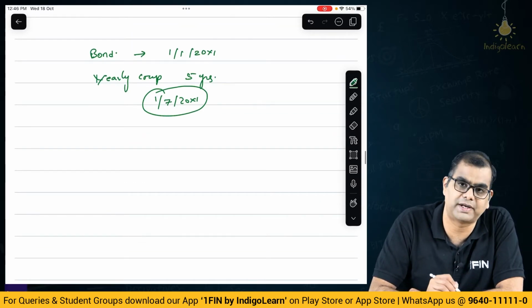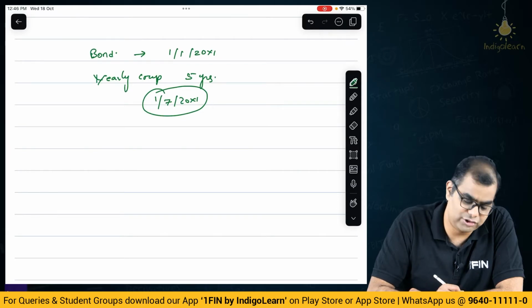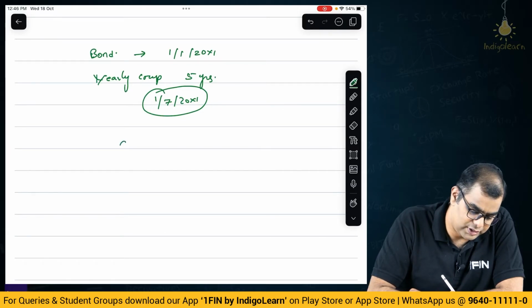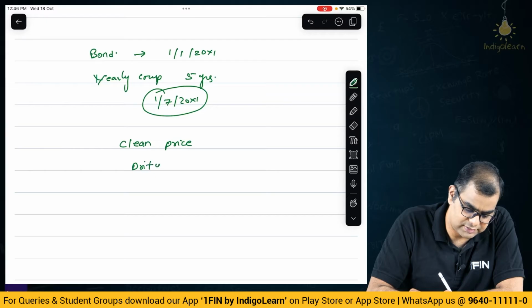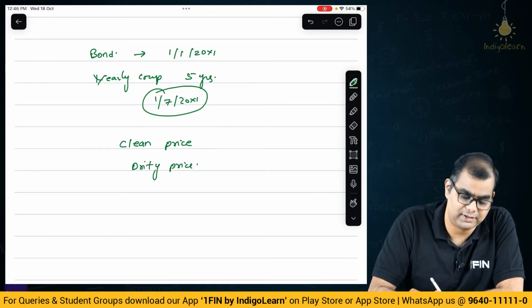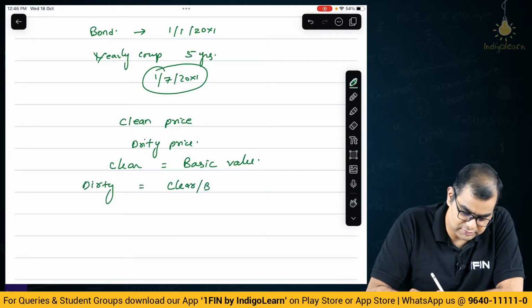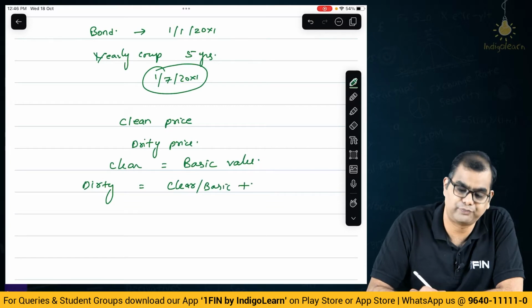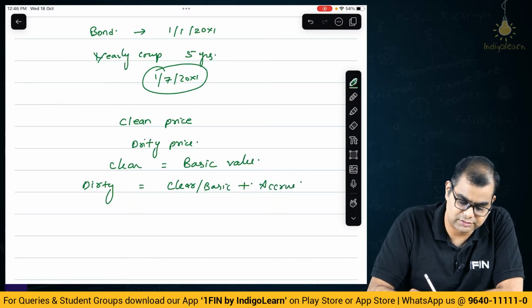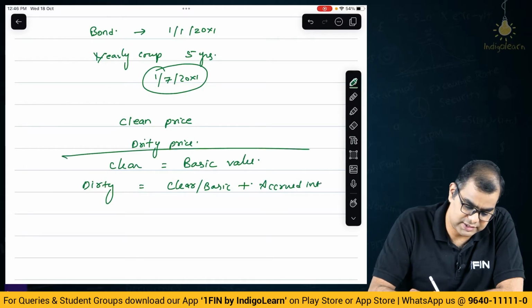Now, please note, when you talk of the price of a bond in between the coupon dates, you actually have terminology called clean price and dirty price. Clean is the basic value of the bond. Dirty is clean or basic plus accrued interest. Okay, this is something you have to remember.